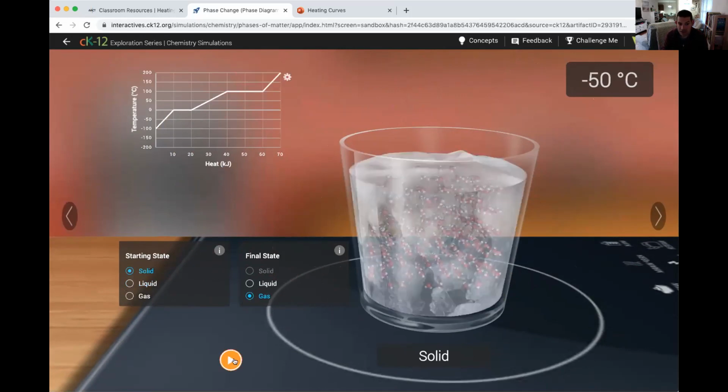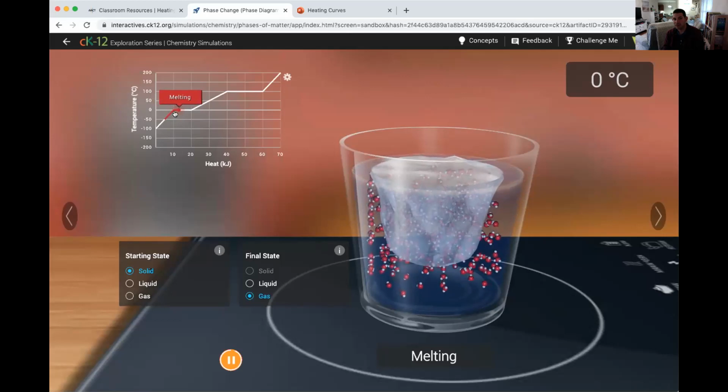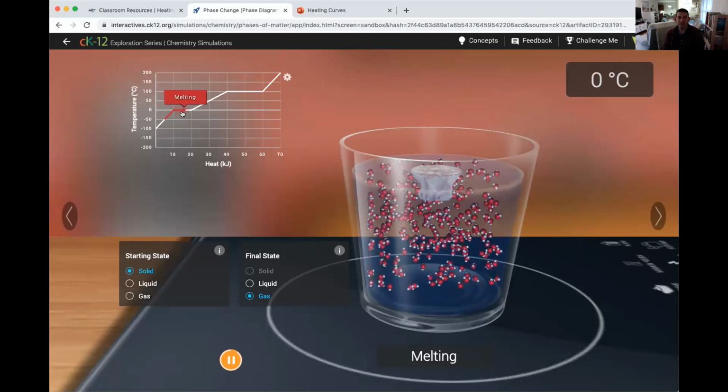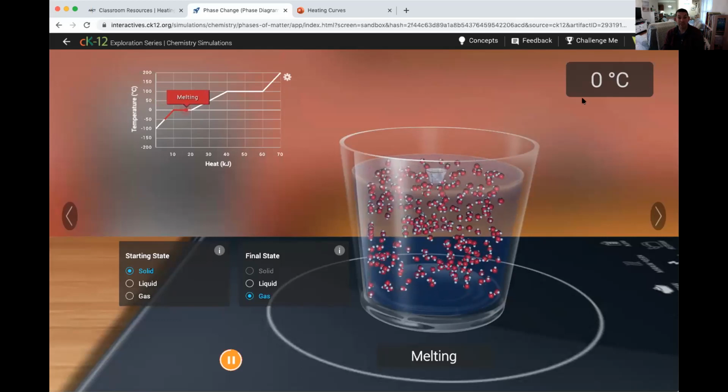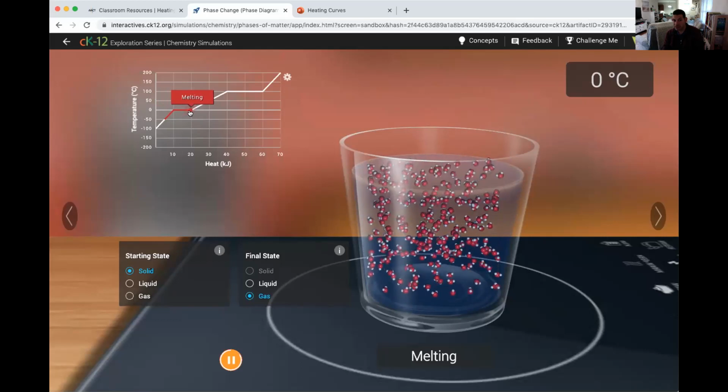So we can go solid to gas, and I want you to look over here on the screen. We actually have this little curve. So melting is flat. We were just in solid, now we're melting. And melting takes a little bit of time. We're at 0 degrees Celsius, and we're just about done melting.